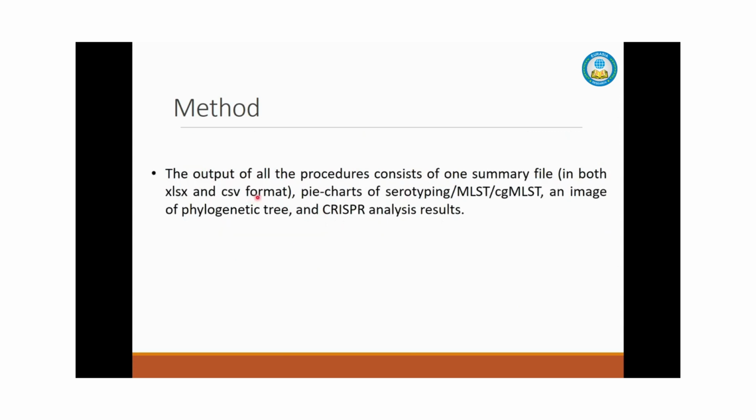Okay, so the output of all the procedure consists of one summary file in XLSX or Excel, and also the CSV format, a pie chart of serotyping, MLST and cgMLST, an image of the phylogenetic tree, and also CRISPR analysis results as well.